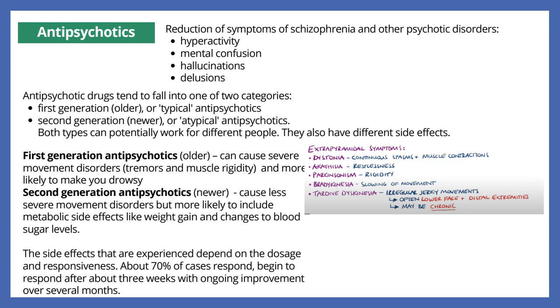So the side effects that are experienced depend on the dosage and responsiveness. About 70% of cases, once they go onto a treatment regime, begin to respond after about 3 weeks with a general improvement over several months. And often you find with antipsychotic medication that your patient begins to improve. Therefore, there's a belief that they are better. Therefore, they stop taking the medication. But it's really important that if somebody is diagnosed and is prescribed antipsychotics, that they take them as required in order to reduce the symptoms of their diagnosis, and it could be over a lifetime.